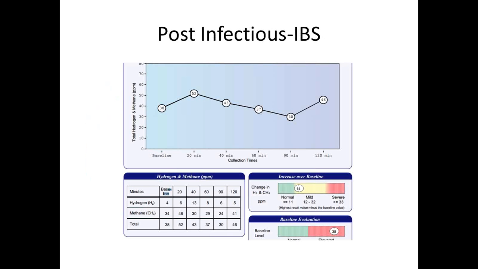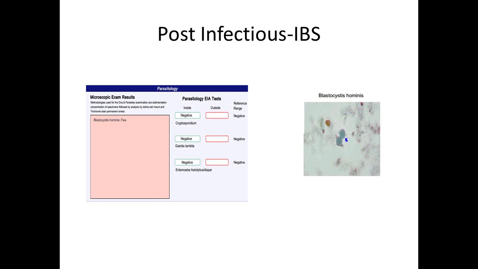wrong way. So this was his breath test showing a combination, and this particular lab combines methane and hydrogen, and you could see the early spike, and then you see the later spike. So this is indicative of small intestinal bacterial overgrowth. He was a mixed diarrhea and constipation patient, which was interesting because he had both methane and hydrogen positive. And this is a slide showing the Blastocystis on his CDSA.